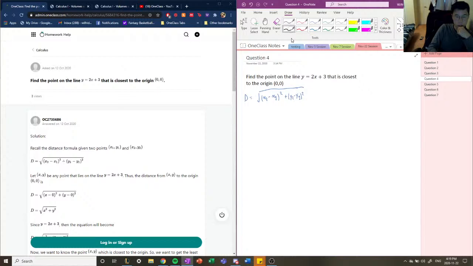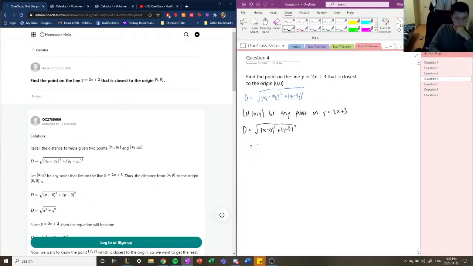All right, so we're going to use this distance formula to derive a new formula to relate the distance between any point of our line y and the origin. So let's say that we're going to let x, y be any point on y equals 2x plus 3. So the distance from x, y to 0, 0 can be explained as d equals the square root of x minus 0 squared plus y minus 0 squared. So we're assuming that x and y is a point on y equals 2x plus 3, and the distance of that point to the origin is given by that equation.